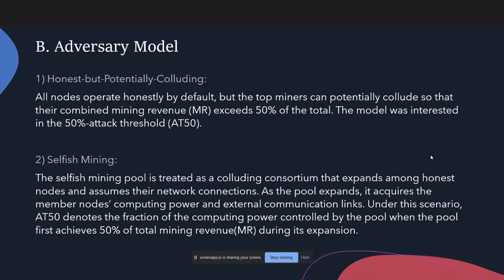Second part, selfish mining. The selfish mining pool is treated as a colluding consortium that expands among honest nodes and assumes the network connections. As the pool expands, it acquires the member nodes' computing power and external communication links. Under this scenario, A50 denotes the fraction of the computing power controlled by the pool when the pool first achieves 50% of total mining revenue during its expansion.